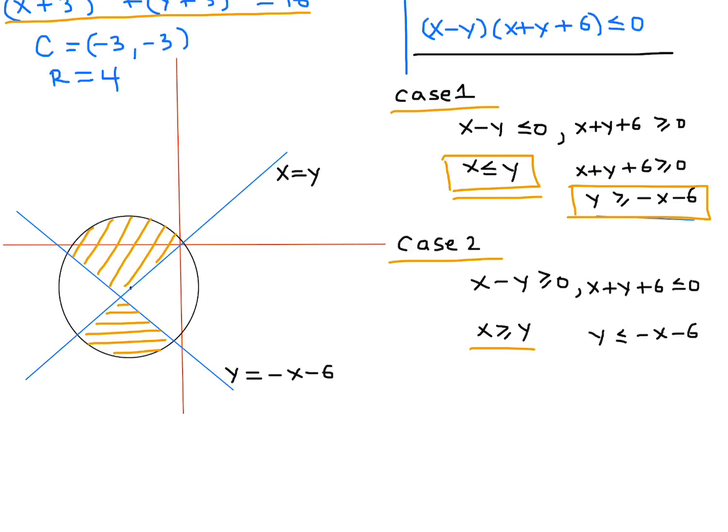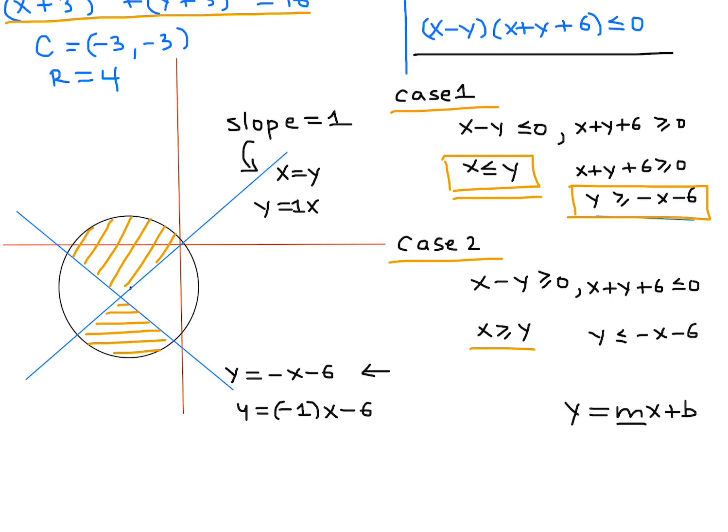I hope you'd notice one thing here. Y is equal to x. What is the slope of this line? Well, it's like 1x, right? And lines are always written in the form y is equal to mx plus b, where m is the slope. So the slope of this line right here is 1, because m in this case is 1. What about this line here? What is the slope? It's like y is equal to minus 1 x minus 6, correct? So the slope of this line is negative 1.